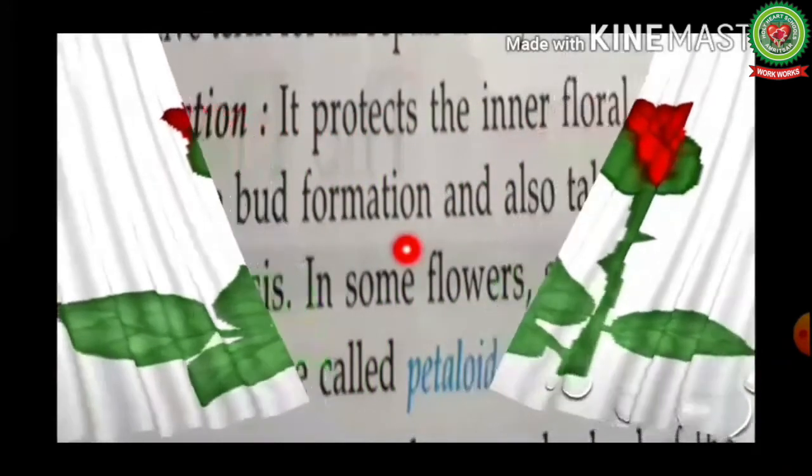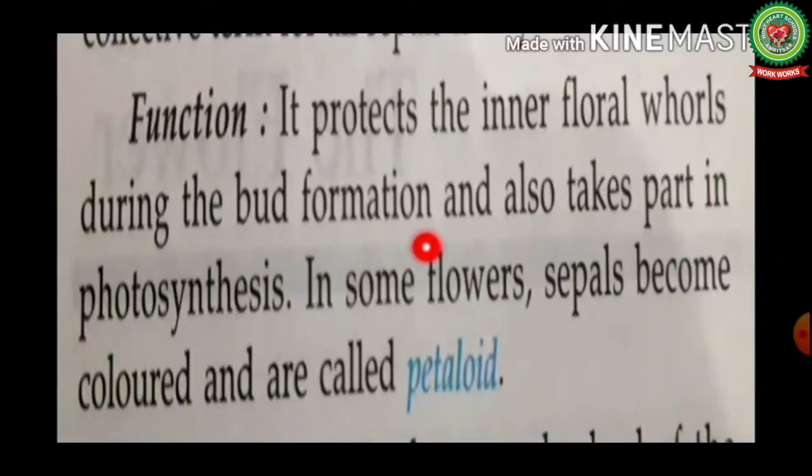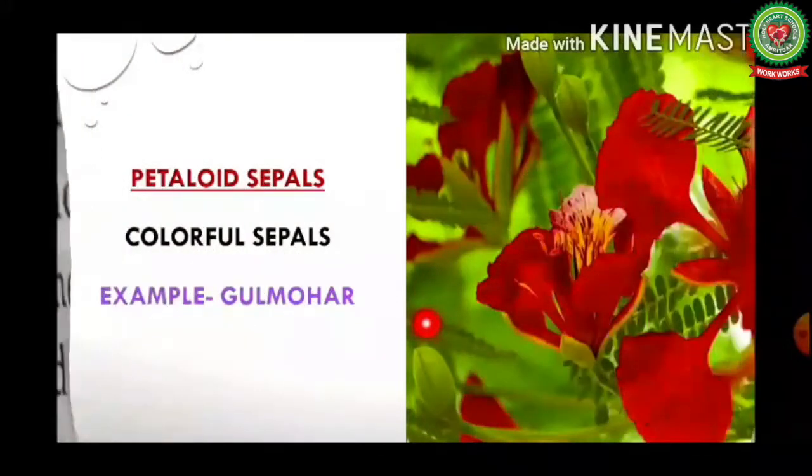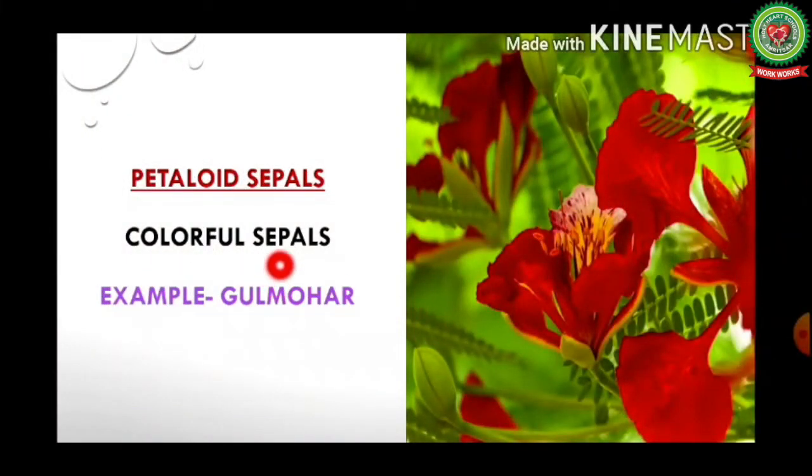Functions. It protects the inner floral whorls during the bud formation and also takes part in photosynthesis. Photosynthesis is the process in which green plants make their food with the help of water and carbon dioxide in the presence of sunlight and chlorophyll. In some flowers, sepals become colored and are called petaloid sepals. In this picture, you can see petaloid sepals. Petaloid sepals mean colorful sepals. An example of petaloid sepal is gulmohar.